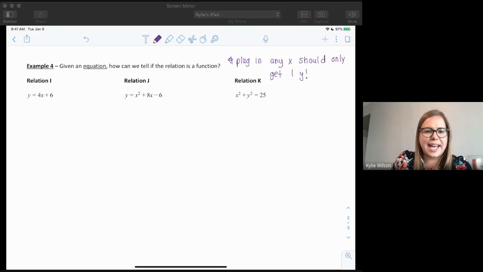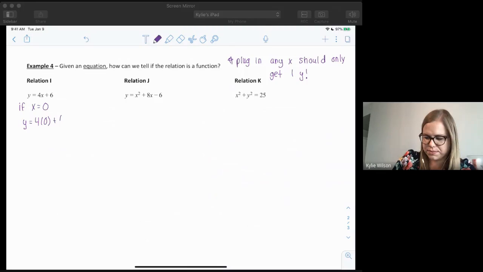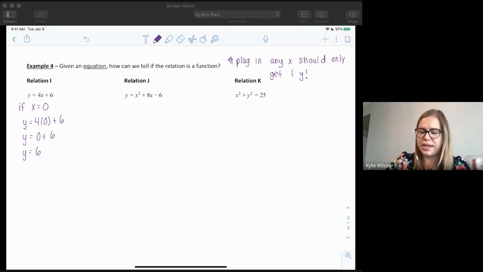So you can plug in any x. I'm going to plug in x equals 0 to make our math easier, but you can really do whatever you want. So I'm going to say if x equals 0 for the first one, and all I'm going to do is instead of writing an x, I'm just going to write a 0. And then we just simplify using BEDMAS. So y equals 0 plus 6, y equals 6. So because I only have one y value here, I can say yes, it is a function.